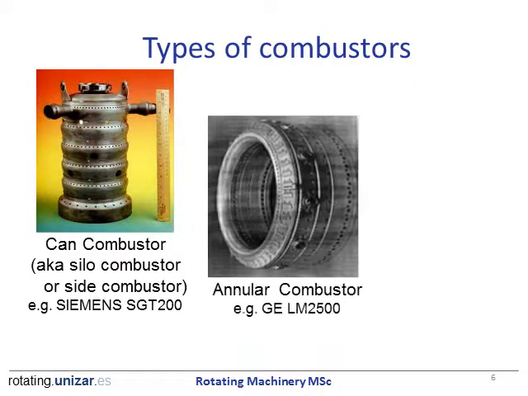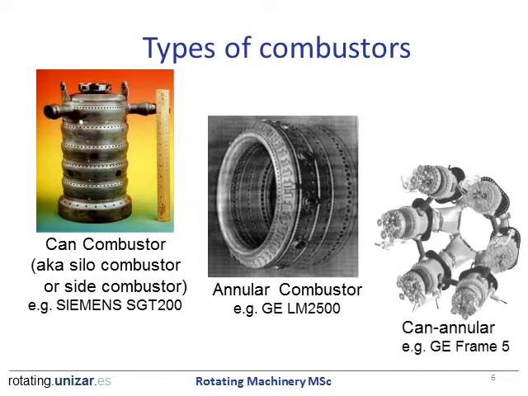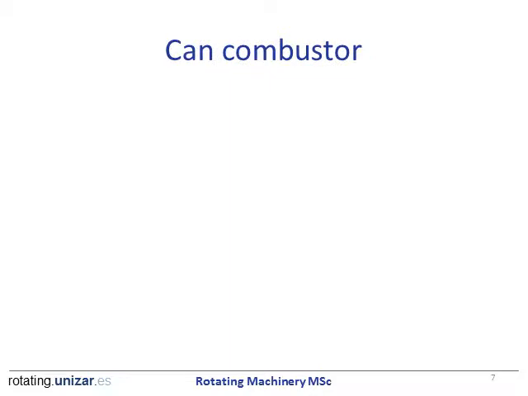The second type is the annular combustor, and the model shown corresponds to a GLM 2500, and this is typical of aeroderivative gas turbines. And the last type is the can annular, which is a hybrid type in between the two. The model shown here corresponds to a GE Frame 5. This is typical of heavy-duty gas turbines.